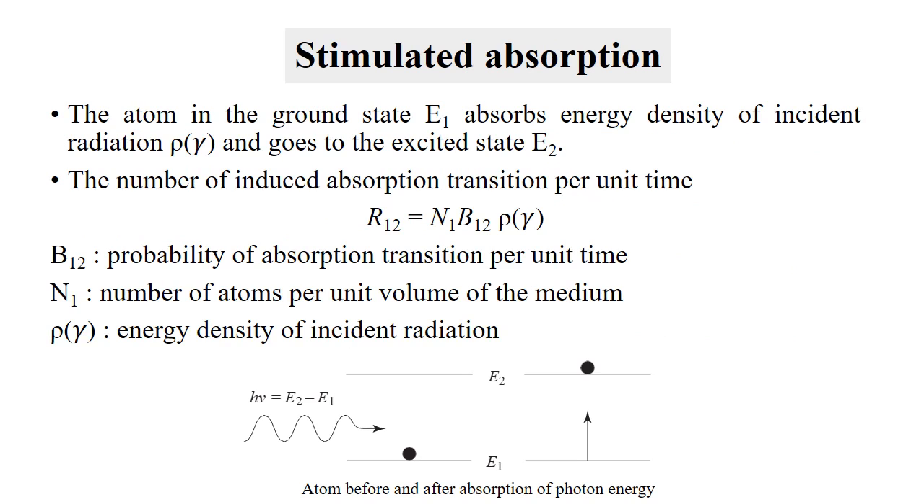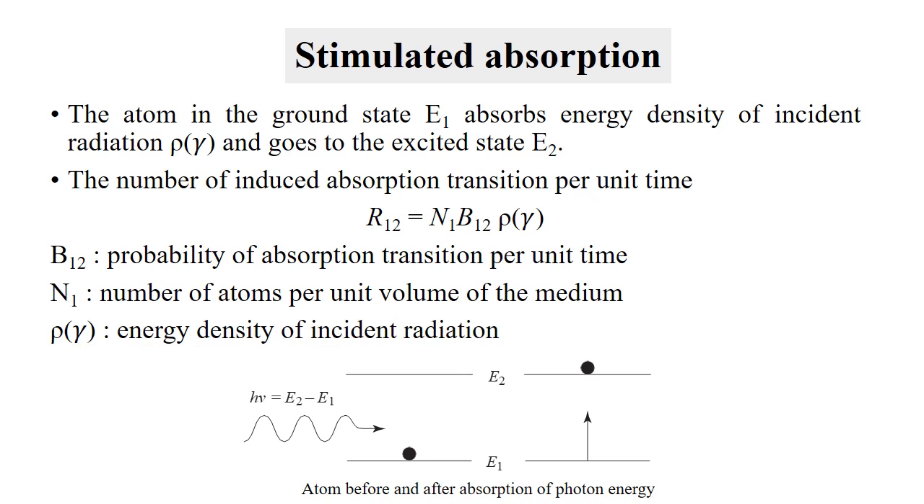First, let us see what is meant by stimulated absorption. The atom in the ground state E1 absorbs energy density of incident radiation rho nu and goes to the excited state E2. The number of induced absorption transitions per unit time R12 is equal to N1 B12 rho nu, where B12 is the probability of absorption transitions per unit time, N1 is the number of atoms per unit volume of the medium, and rho nu is the energy density of incident radiation.